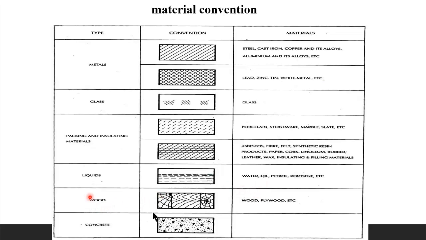And wood will be shown with a structure just like a spider web, shown here. So this will represent wood or plywood. Lastly, concrete will be a rectangular box filled with dots and randomly placed small rectangles, shown in an irregular pattern. So that will show the concrete. These are the different material conventions used in engineering drawing.